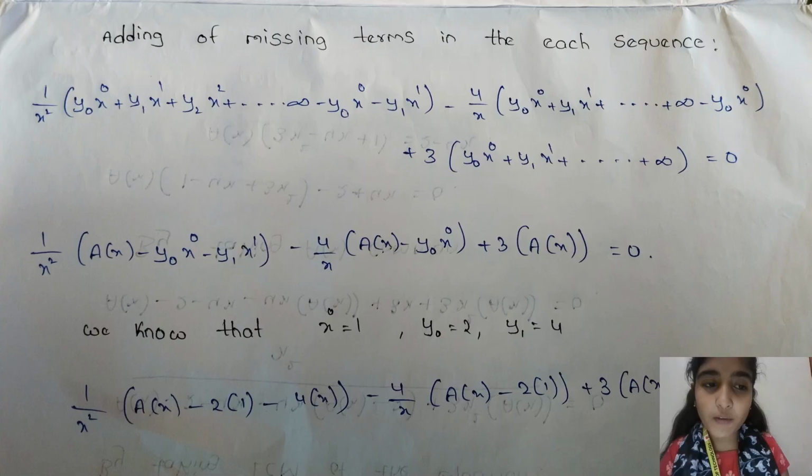1 by x squared (A(x) minus y0 x^0 minus y1 x^1) minus 4 by x (A(x) minus y0 x^0) plus 3 A(x), by the previous formula I have mentioned. So we know that x^0 equals 1, y0 equals 2, y1 equals 4 from the equation itself. 1 by x squared (A(x) minus 2 into 1 minus 4x) minus 4 by x (A(x) minus 2 into 1) plus 3 A(x).